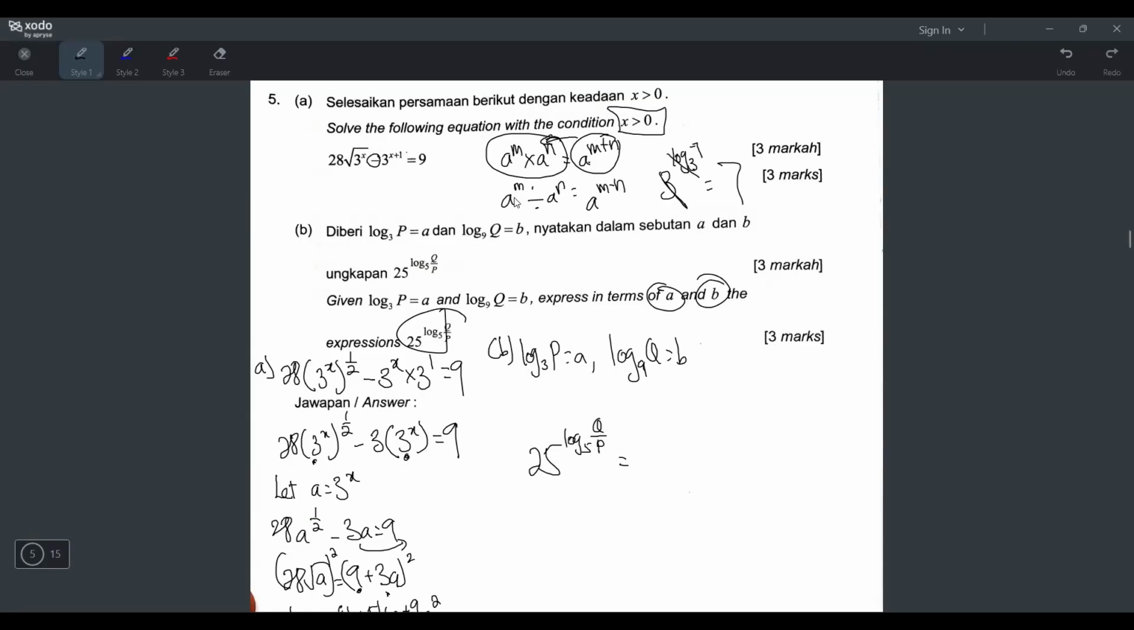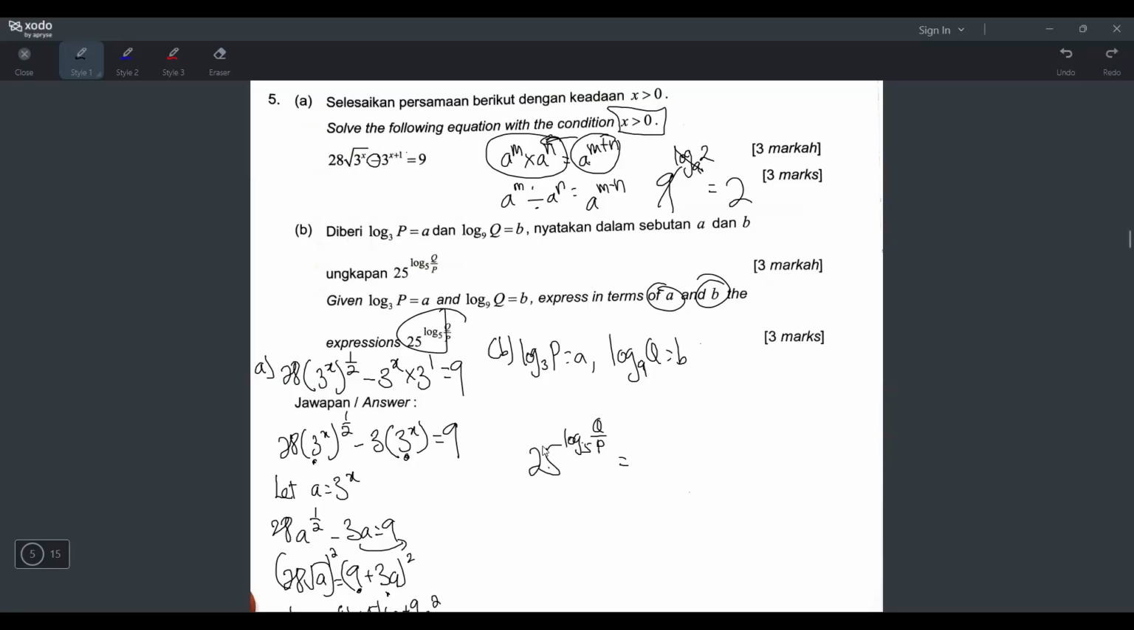So let me give you another example. Let's say I ask you 9 power log 9 2, like this. So what's gonna happen is you can cut, because the base and the log base are the same, 2. But only when your power has log, then only you do this, right? Then only you do what I taught you just now.